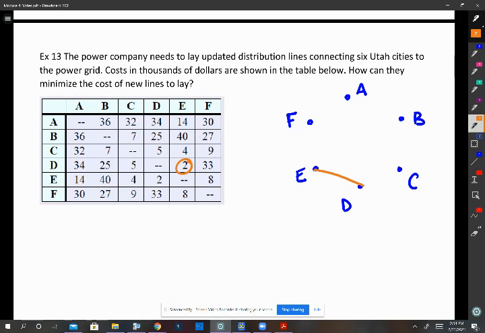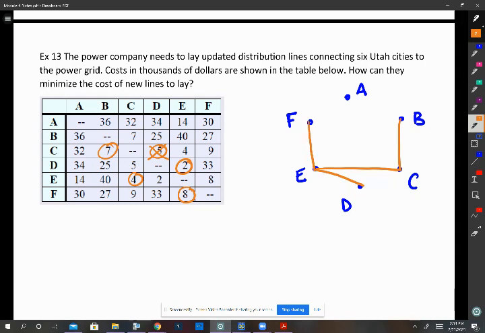So we've got 2. Our next smallest number is 4. So that's doing E and C. The next smallest number is 5. And that connects C and D, and that would make a circuit. So that one didn't work for us. The next smallest number is, it looks like 7, which is connecting C and B. So we're good there. And then we have 8, and that connects F and E. So we're still okay there.